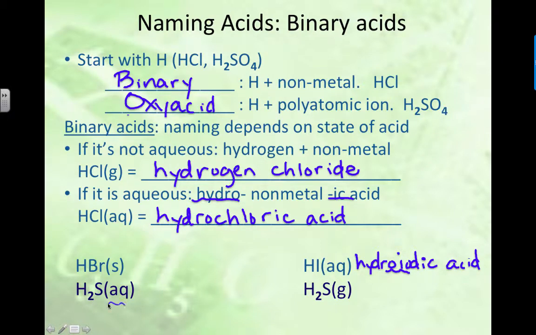Here's another aqueous substance that's going to be an acid, H2S. So we start with hydro, and then we take the nonmetal sulfur, add -ic to the end, so we'll call it hydrosulfuric, and then we write the word acid because it's aqueous. But H2S gas, in the gas phase, it's just hydrogen sulfide.